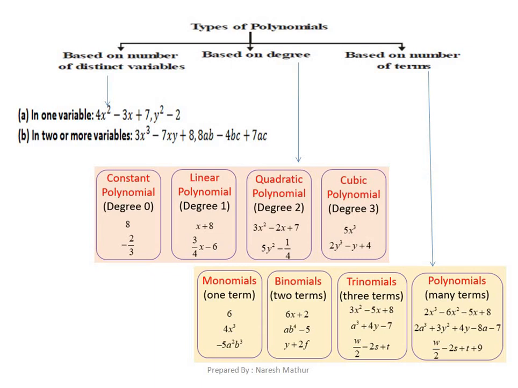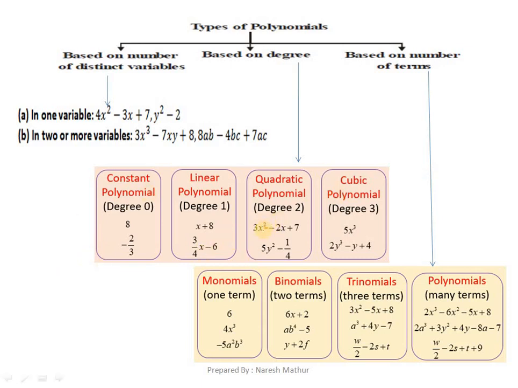Now if we are talking about degree, based on degree we have another classification. Let's say a constant polynomial with degree 0. It means any constant number is called a constant polynomial. 8 and minus 2 by 3 are examples. Linear polynomial: x plus 8, 3 by 4 x minus 6. Quadratic polynomial, it means degree 2. The degree depends on the highest power of the polynomial.